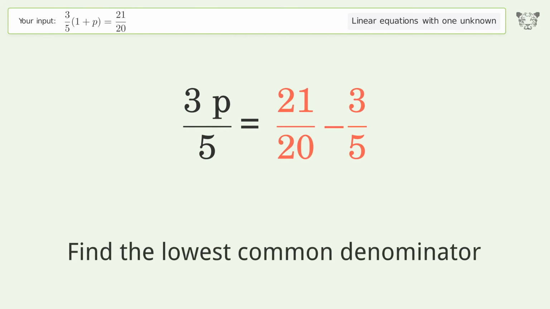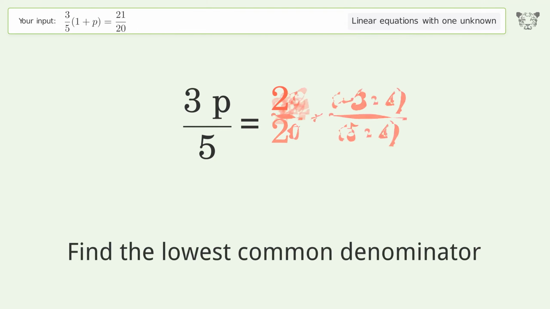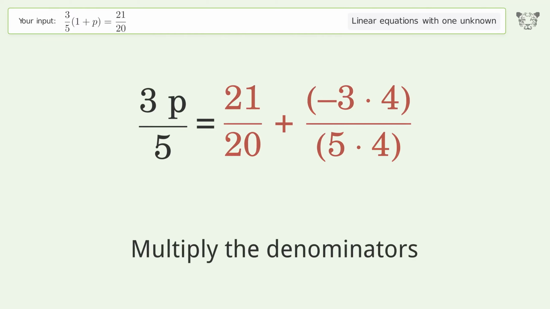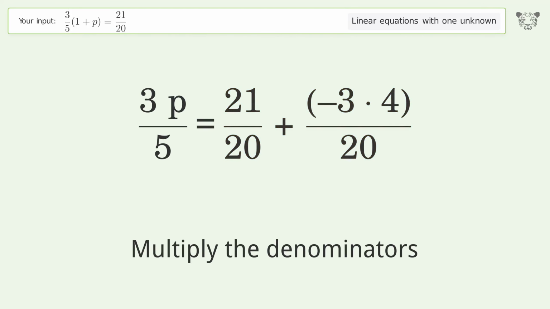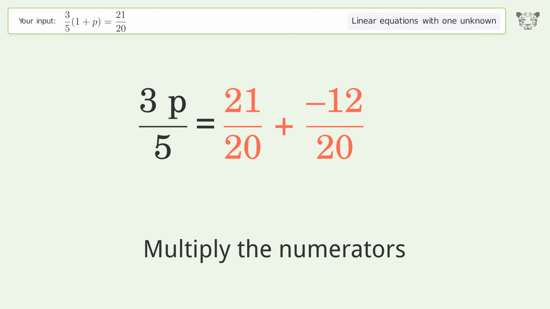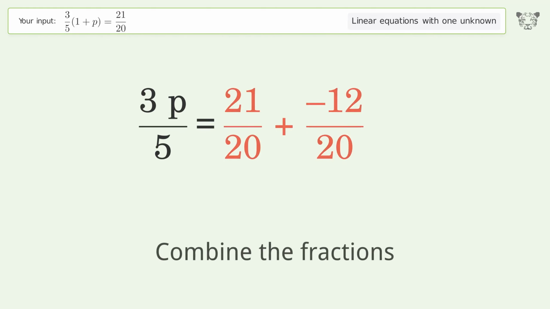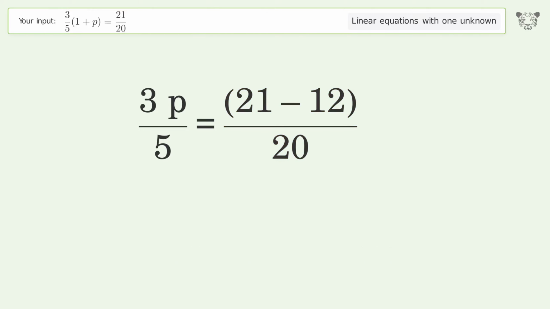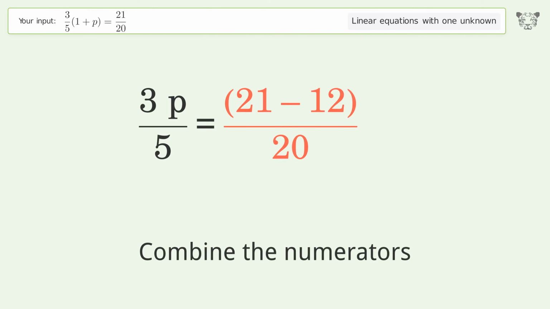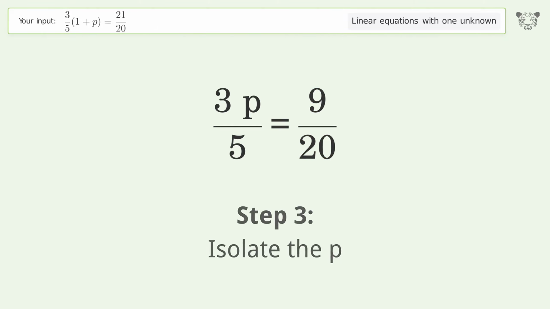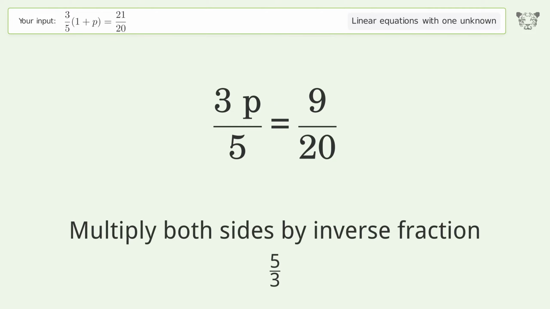Find the lowest common denominator. Multiply the denominators. Multiply the numerators. Combine the fractions. Combine the numerators. Isolate the p. Multiply both sides by inverse fraction 5/3.